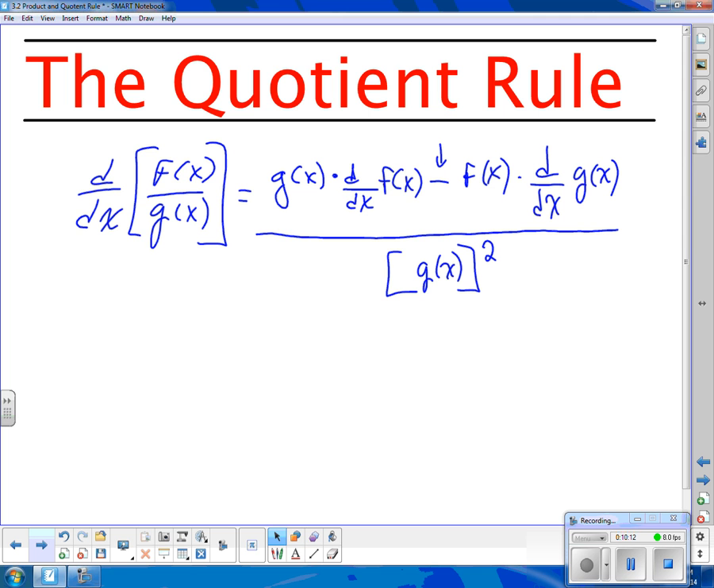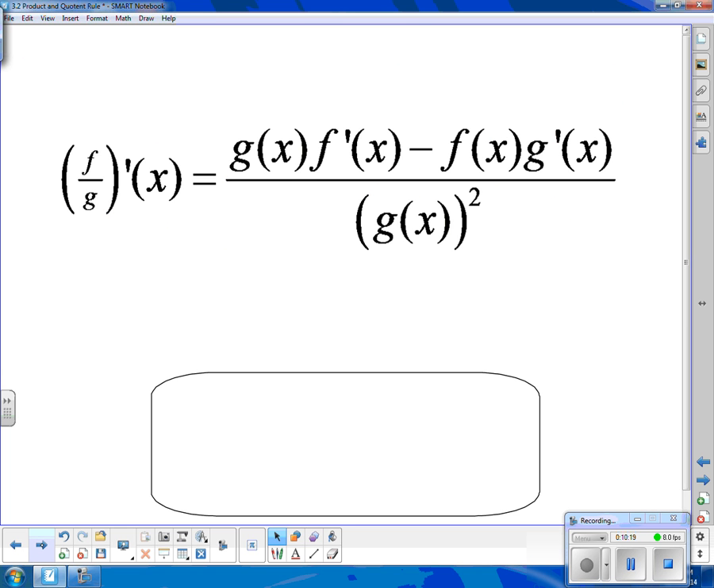Again, the Leibniz notation makes it expand very quickly. It looks very complicated. So we will look at the prime notation version, which is simply to say that we've got a quotient, and we want the derivative. So we take the function on the bottom, g of x, times the derivative, now we're using the prime, so it's f prime of x, minus the function in the numerator times the derivative of the function in the denominator, all over the function in the denominator squared. Still a little bit intimidating.